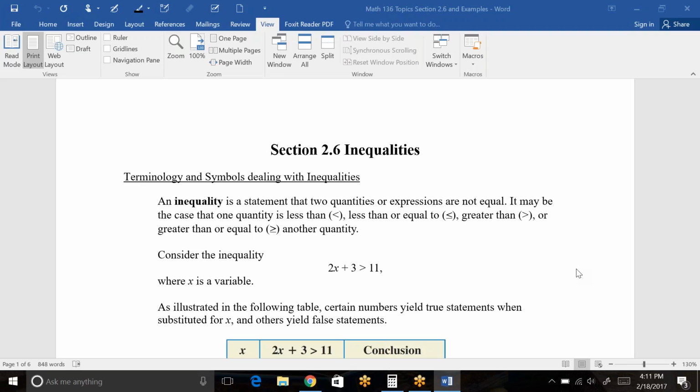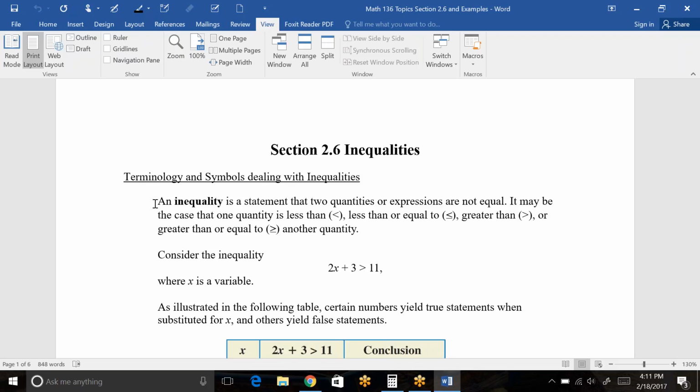Okay, this is a pre-video for section 2.6 on inequalities. We're going to go over some basic things that would have been covered in 023 and Math 100, just to get us a good start on talking about inequalities, especially compound inequalities, and then absolute value inequalities and polynomial and rational inequalities over the next week.